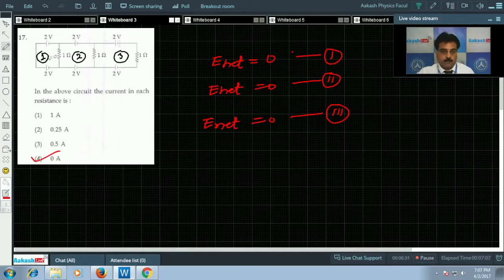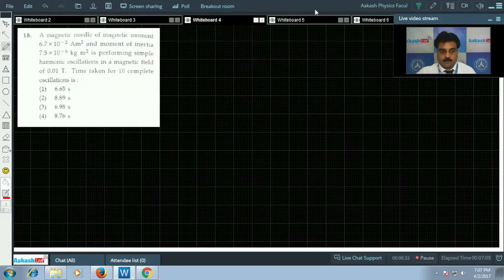So now we are going to take question number 18. A magnetic needle of magnetic moment 6.7 into 10 to the power minus 2 ampere meter square, and moment of inertia 7.5 into 10 to the power minus 6 kg meter square, is performing simple harmonic oscillation. This is a very important line. Simple harmonic oscillation in a magnetic field of 0.01 tesla, the time taken for 10 complete oscillations is.